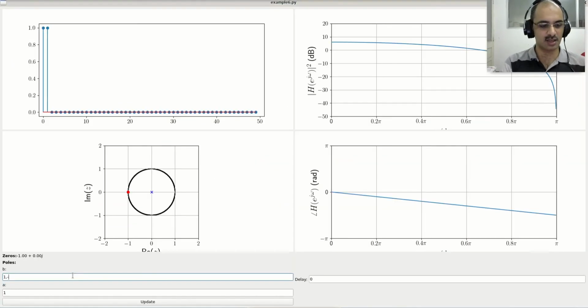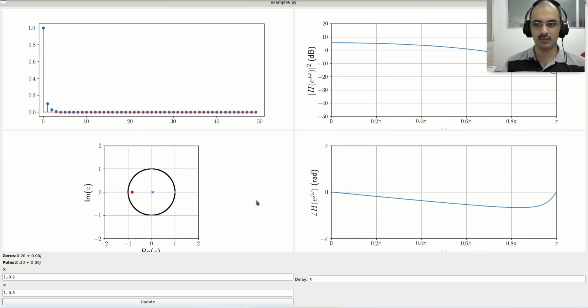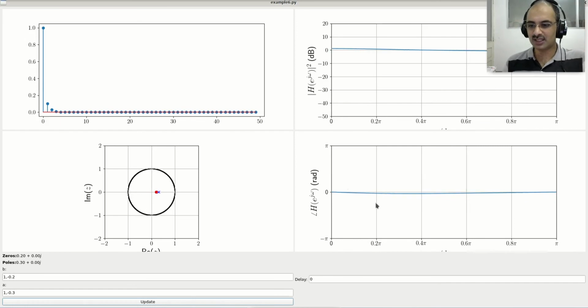I think it was minus 0.2, 1 comma minus 0.3. If you look at the phase response, notice that the phase response doesn't have any jumps of pi or anything like that. What are jumps of pi? Jumps of pi correspond to sign changes. Sign change means that the magnitude response goes to 0. Whenever there's a jump of pi or 2 pi, that means the phase response changes significantly.